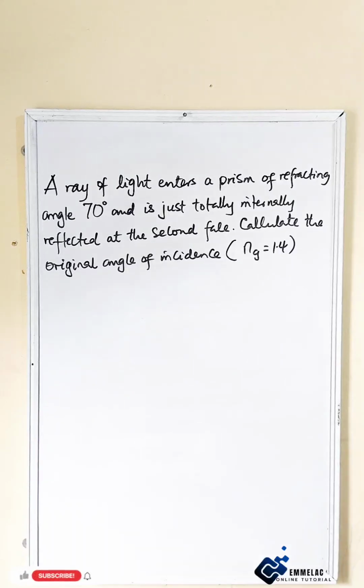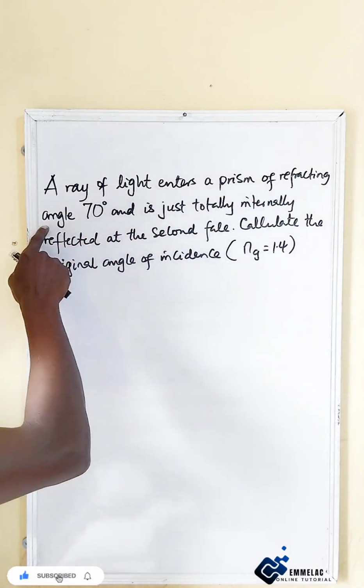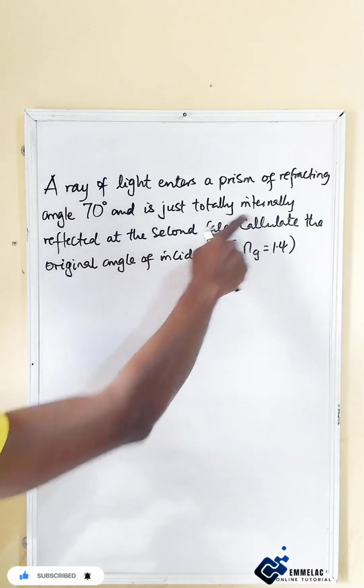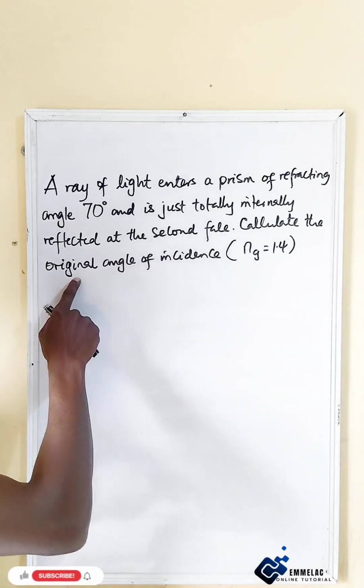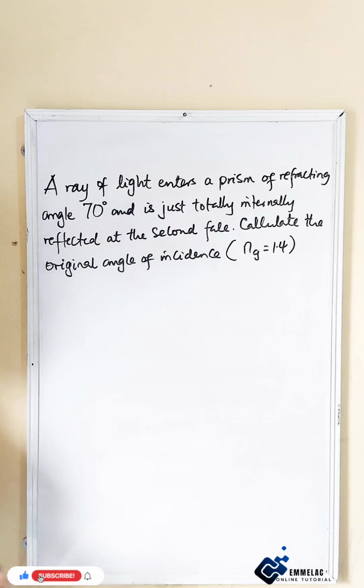Now let us solve this. A ray of light enters a prism of refracting angle 70 degrees and is just totally internally reflected at the second face. Calculate the original angle of incidence. Now this question looks logical.